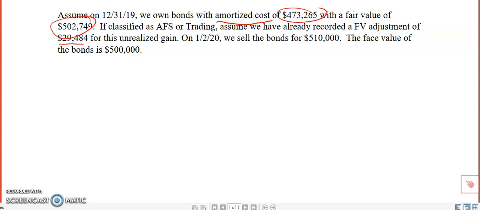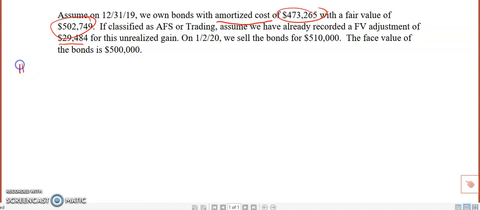A couple days later, on January 2nd, we're going to sell the bonds for 510. We're not going to worry about updating amortized cost because it's only been about 2 days. So the fair market value has changed. The face value of the bonds is 500,000. All right, let's get going here.